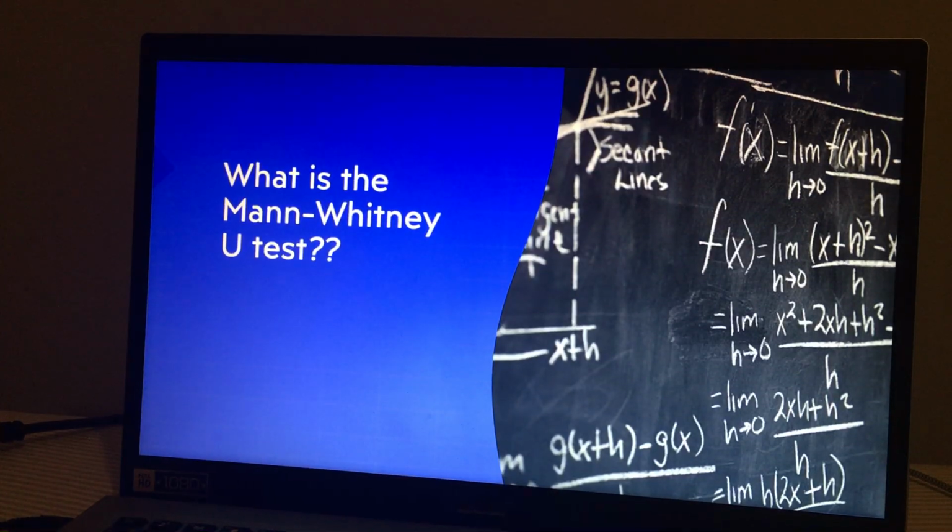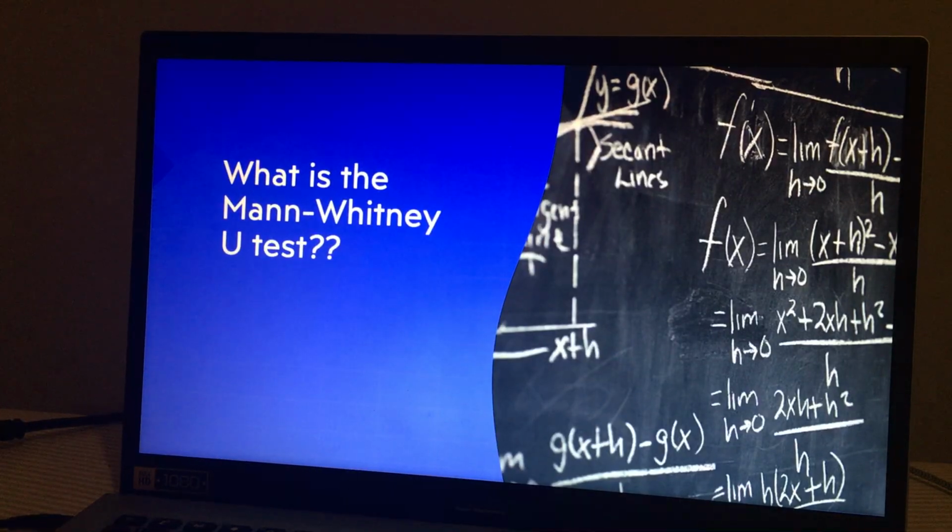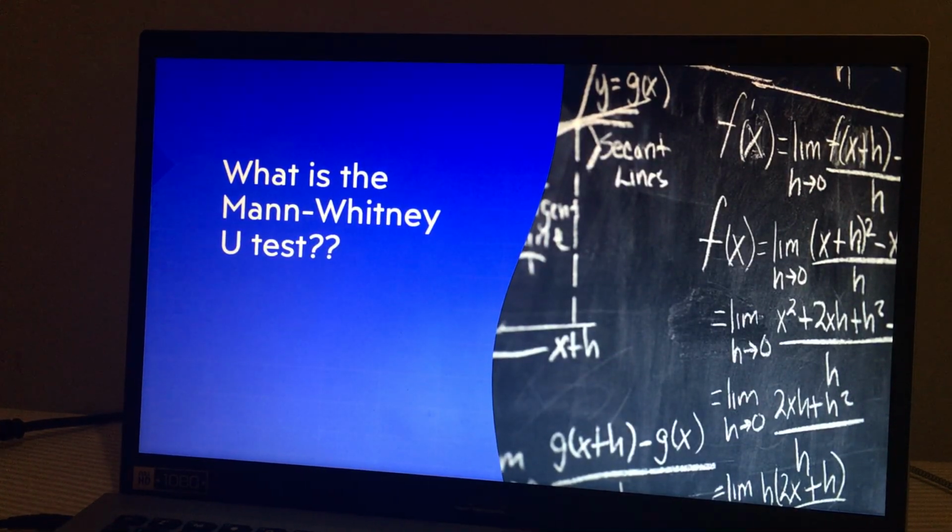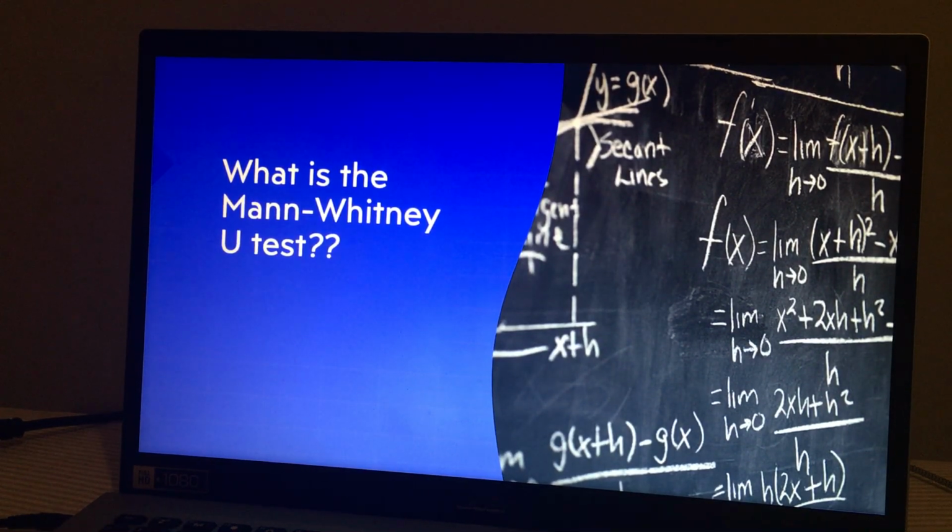So what is this Mann-Whitney U-test? So what if we want to compare two independent groups, but assumptions aren't met to run an independent means t-test? And that is where we can now use this Mann-Whitney U-test. The Mann-Whitney U-test does not compare means, rather it compares distributions by looking at all of the rankings.